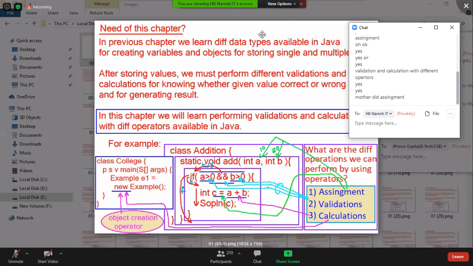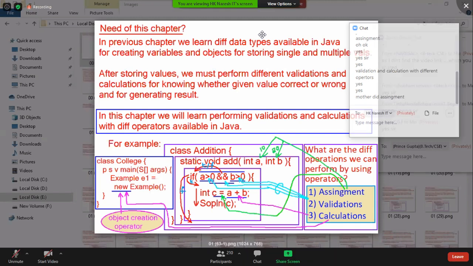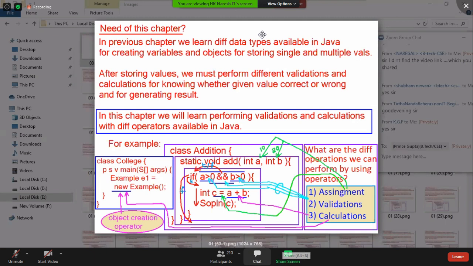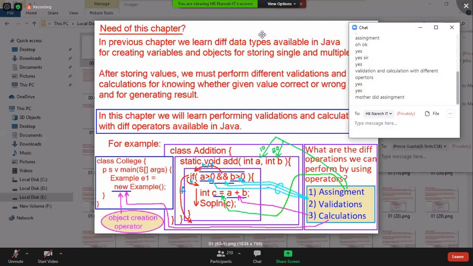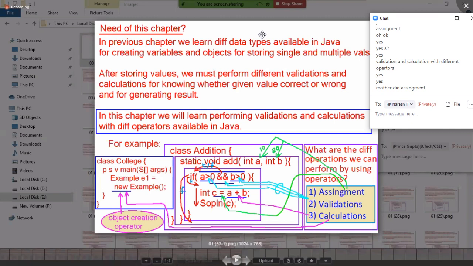Mother did assignment. Assignment means storing. The paper is a variable, right? The paper is a variable, and the list of information is the values. Your mother's hand is the assignment operator. The pen and your mother's hand are the assignment operator, right? Assignment is completed.